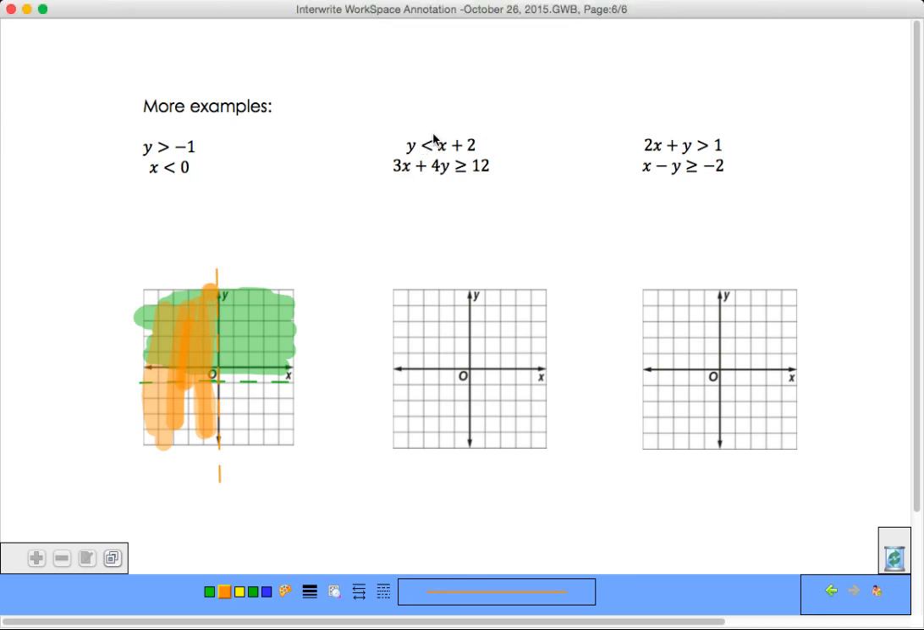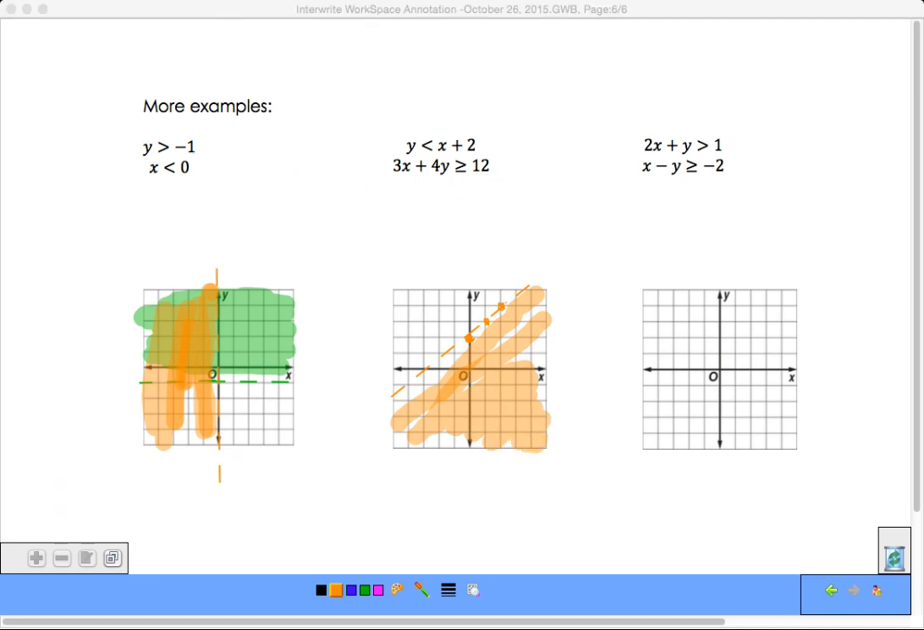Here, this one's already solved for y. So I'm going to put a point at 2. That's my y-intercept. The slope is 1, so I'm going to go up 1 over 1, up 1 over 1. Because it doesn't have a line underneath, we know that it is a dotted line. So I'm going to draw a dotted line through these points. And then because y is less than, I know my shading is below. I'm going to shade down here the best I can.